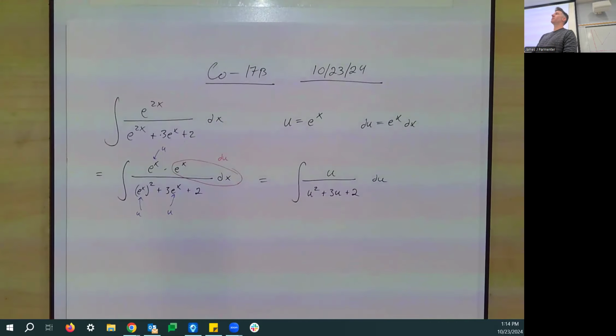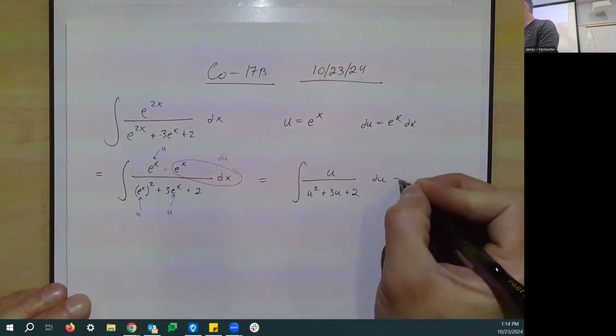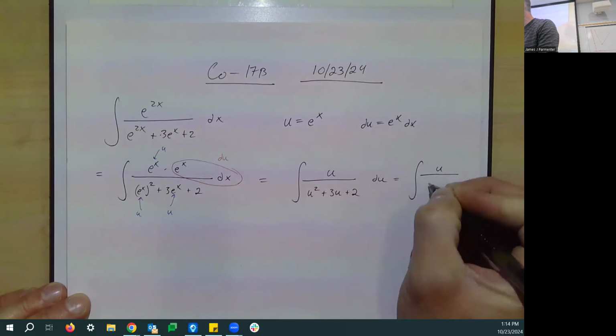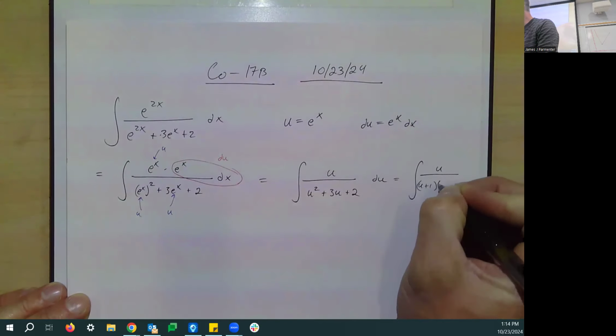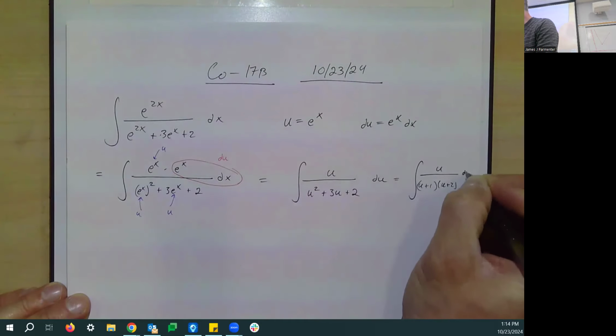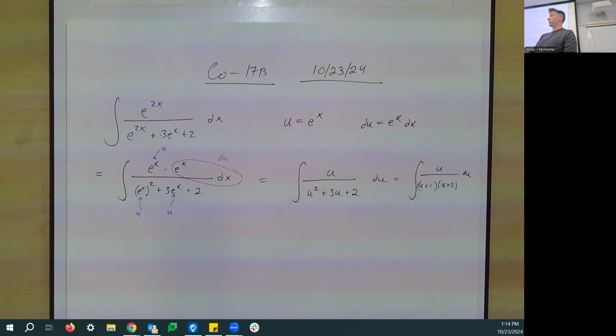And now it's a partial fractions problem, because now we have a rational function where the degree on top is less than the degree on the bottom, and the denominator factors as u plus 2 times u plus 1. So we're going to know that this is the integral of u over u plus 1 times u plus 2. And then we're going to do a partial fraction decomposition.